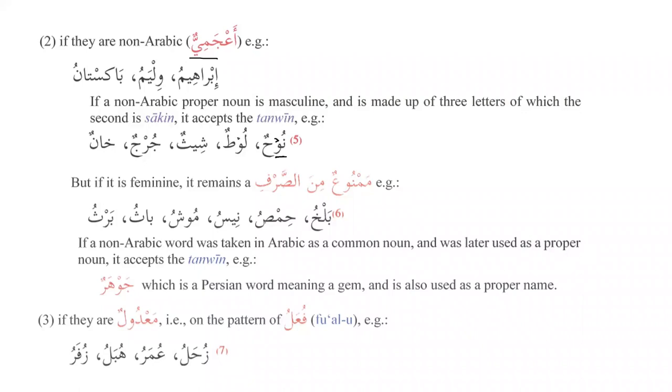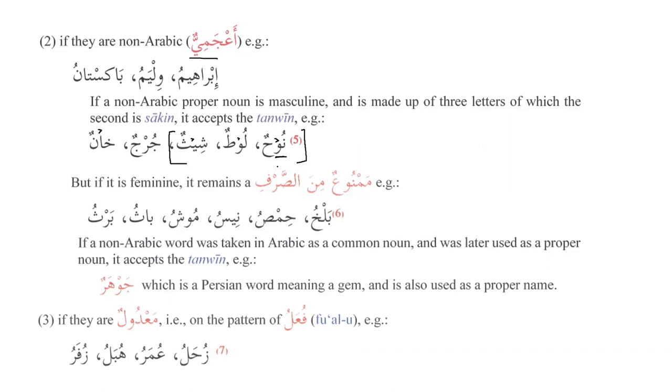Nuhun, the waw is sakin; Lutun. And similarly, we have Shithun and Jurjun and Khanun. So here we can see that the second letter is sakin, so that's why they accept tanween. As far as the names of the prophets are concerned, I gave you the names of 5 prophets: Nuhun, Lutun, Hudun, Shu'aibun, Salihun, and then Muhammadun sallallahu alaihi wasallam. And we have seen that these 5 names of the prophets, including Shithun, so we can say 6 names of the prophets, we have discussed that they are exceptions.